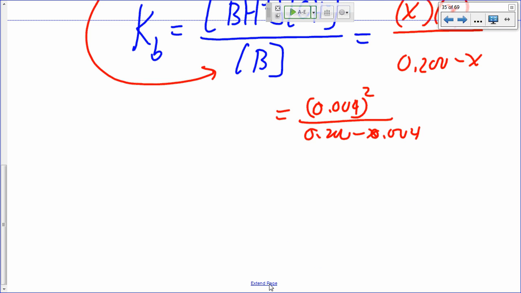That gives you how much? 0.004 squared over 0.196.